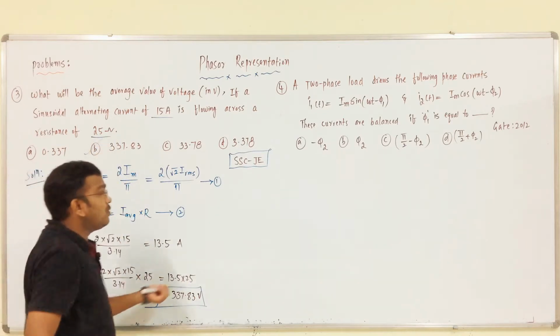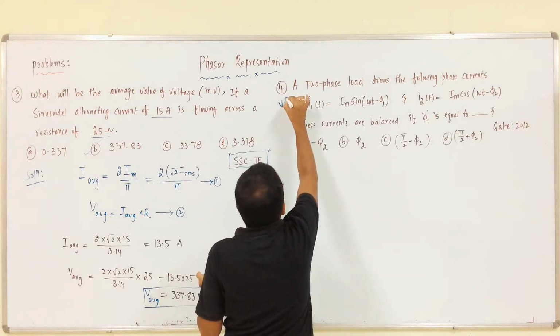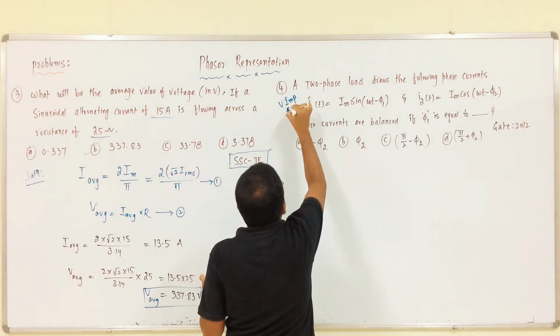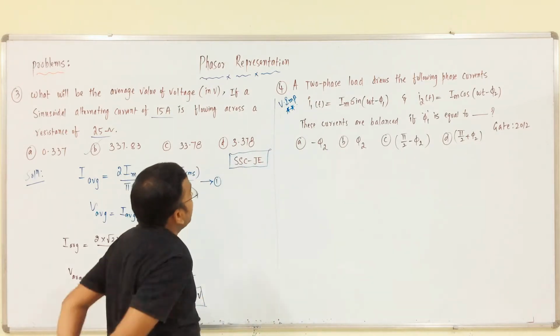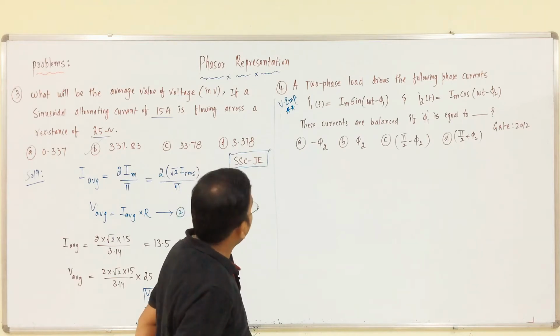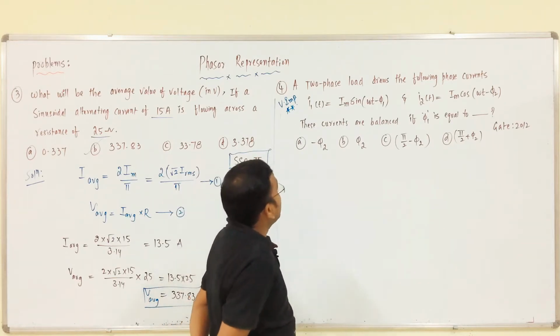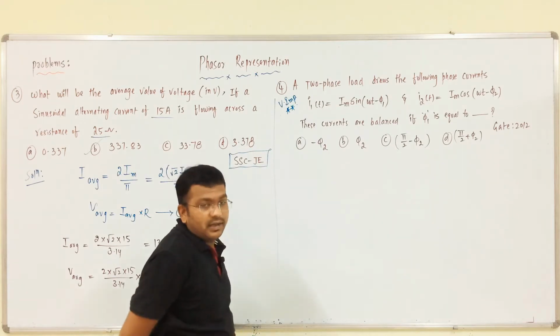This is an SSC JEE question. So, next, a very important question, very important one. In a two-phase load, the following phase currents I1 and I2 are drawn. These currents are balanced if phi 1 is equal to what?